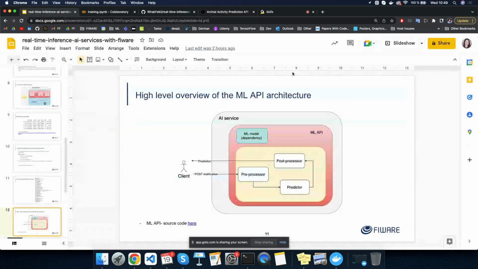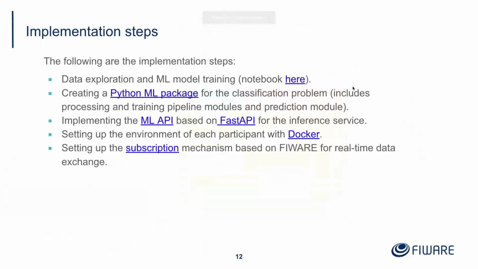So to summarize, I would like to go through the implementation steps. First, what I've done is the data exploration and the ML model training. You can find the notebook here. I created the Python ML package for the classification model, and it includes the processing, training pipeline modules, and prediction module. I implemented the ML API based on FastAPI for the inference.